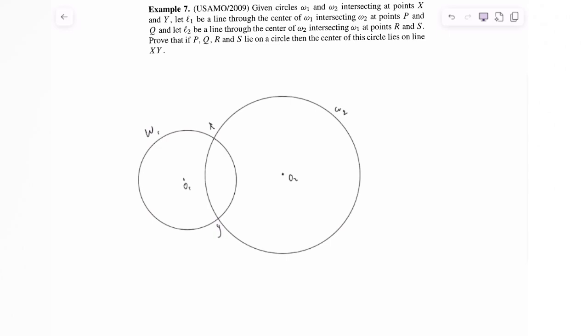So let it just cut like this, I suppose. So P and Q. Another line, do the same thing, just R and S, okay. So here's R, here's S. Let me just mark out the points.